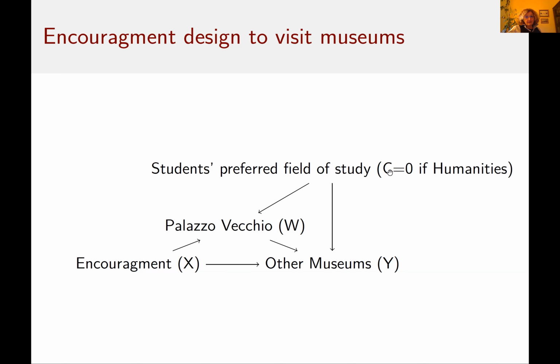We have several confounders, but the one which is really significant is what the students declare as their preferred field of study, which is classified in basic terms as humanities, which is the baseline level, or scientific, which is the second level.